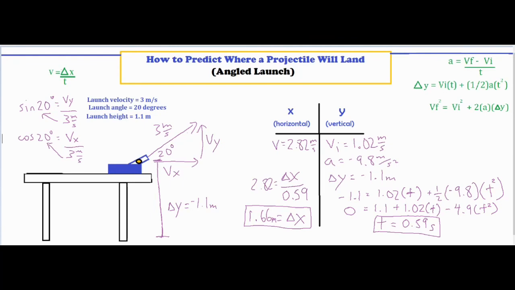And then from there, once you run into this setup right here, you may have to use a quadratic or graph it to find your time. And then remember, time is the only variable that can be used in both columns, which worked out nicely for us so that we could find our delta x. And then now we know that the projectile lands at 1.66 meters from the edge of the table.